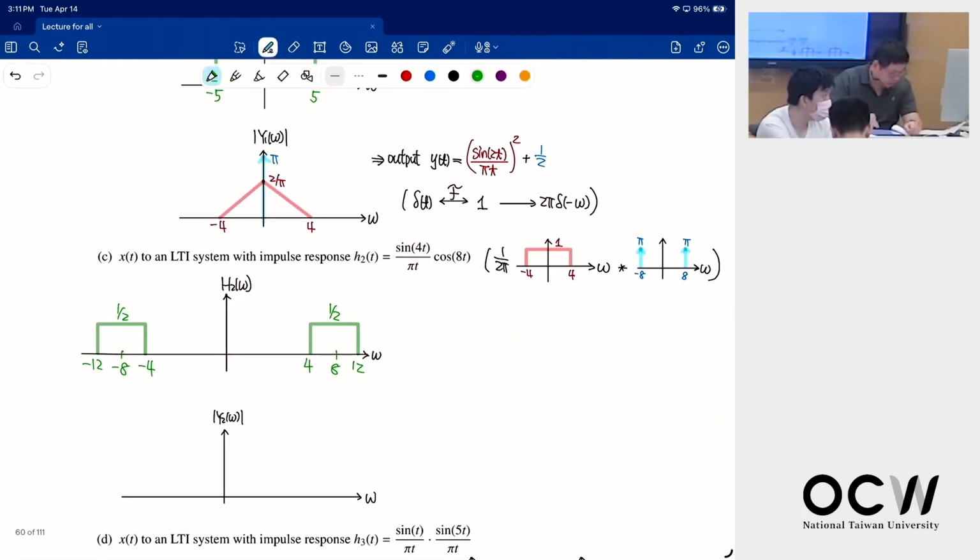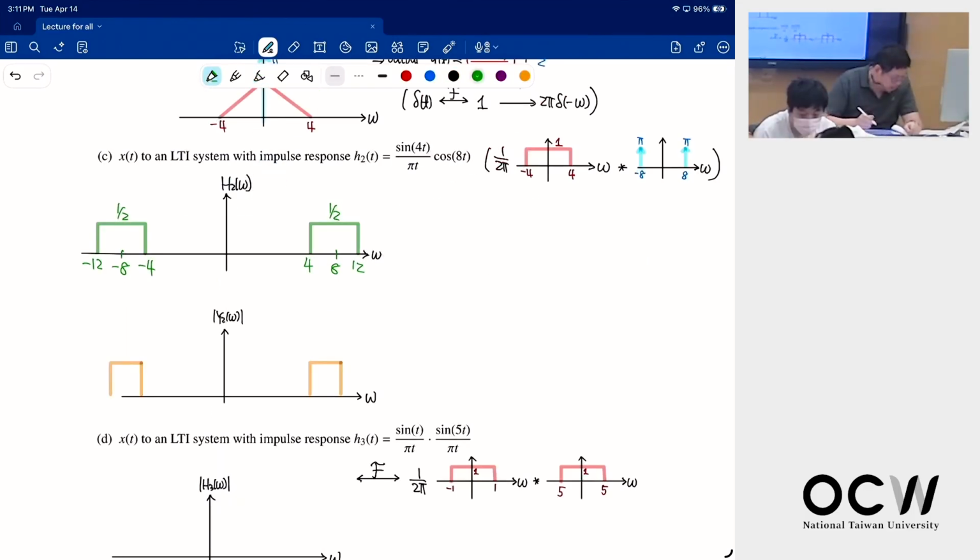Okay. So I have -10, -8, -6. Here 8, 6, and 10. And this is 1/2, 1/2. All right, so tell me, what is the output in time domain?